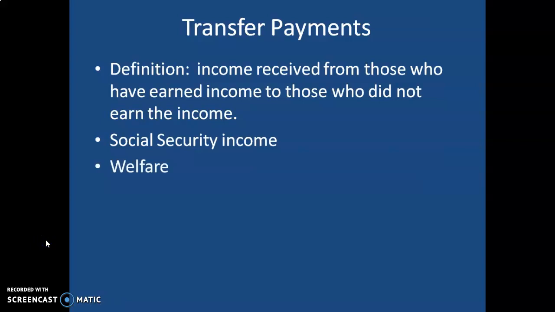Welfare would also be included in that. If someone is out of a job and they are receiving government welfare so their family doesn't lose their home and they won't starve, that's a transfer payment from those who are earning income and paying taxes, and then those taxes are going to provide income for those who have no income. That's a transfer payment.